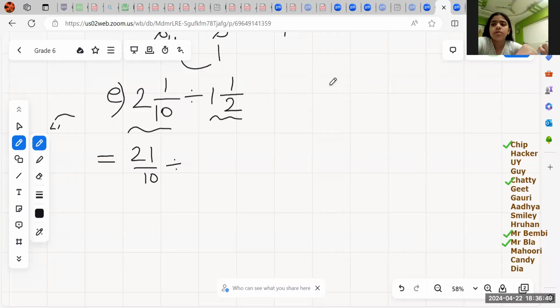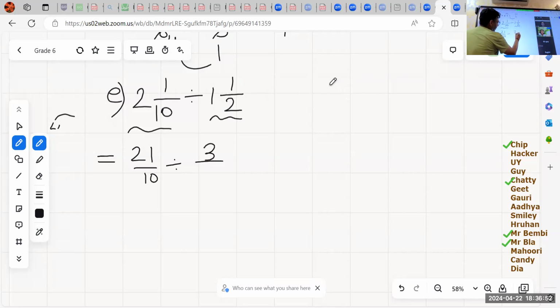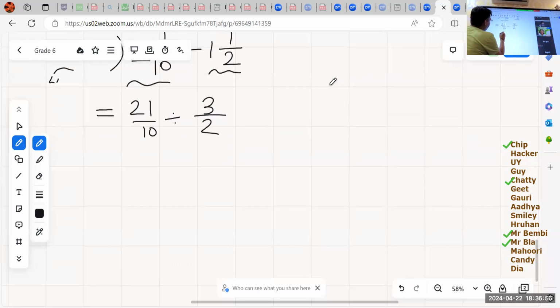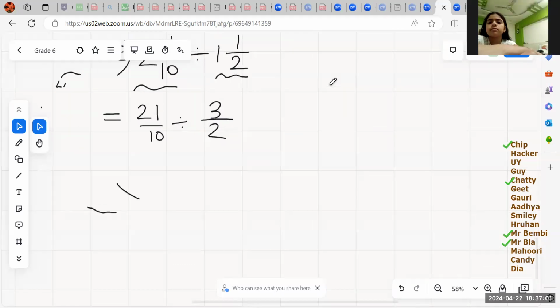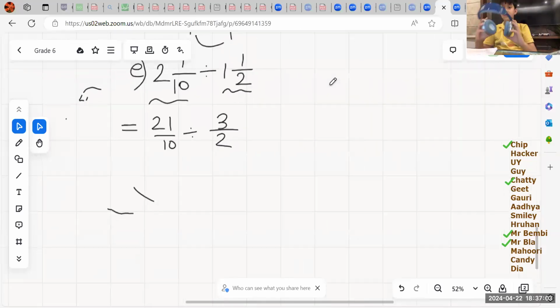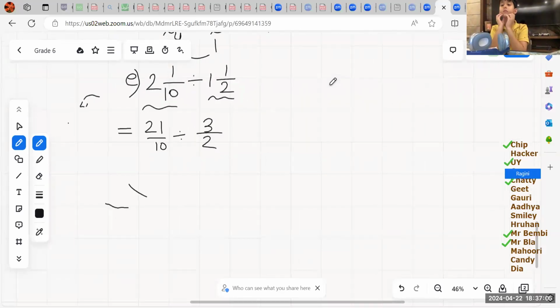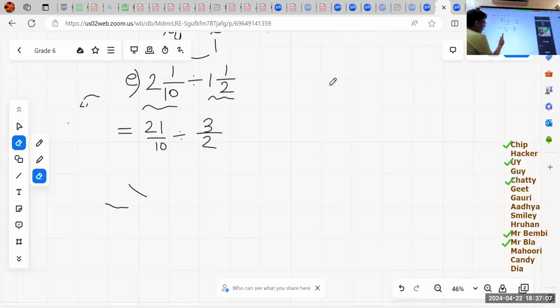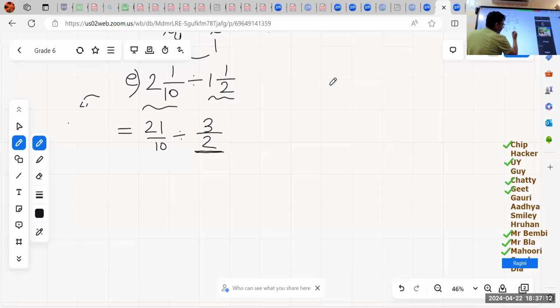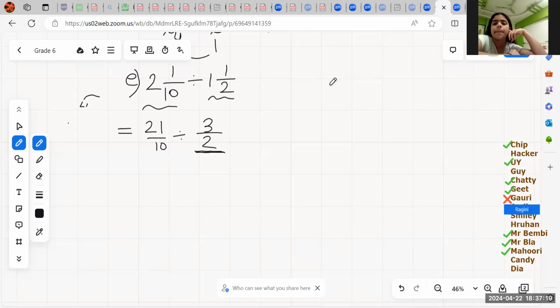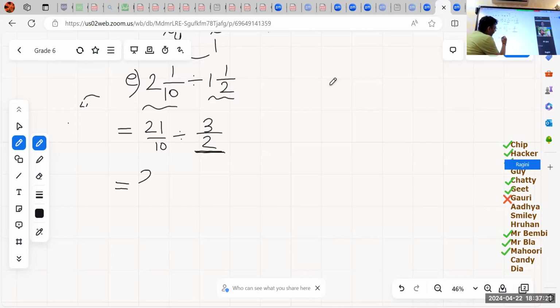3 upon 2. 3 upon 2. Now look here, beta. Whenever you have to divide, what happens? So this is the divisor, जिससे divide करते हैं. This you know, which is written after the divide sign. This is the divisor, correct? Yes, sir.